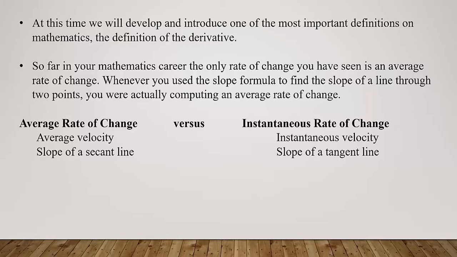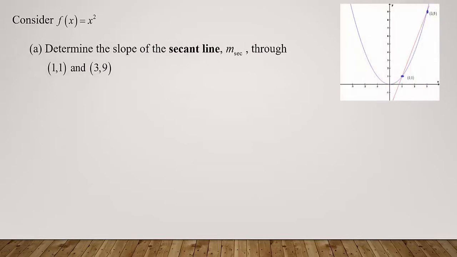So let's try to ease into this whole concept by considering a pretty friendly function, f of x equals x squared. In part A, let's determine the slope of the secant line, which I'll denote as m sub sec, that goes through the points (1, 1) and (3, 9). So, there's a graph. The blue graph is the graph of x squared, and I've drawn in the secant line that is going through the points (1, 1) and (3, 9).